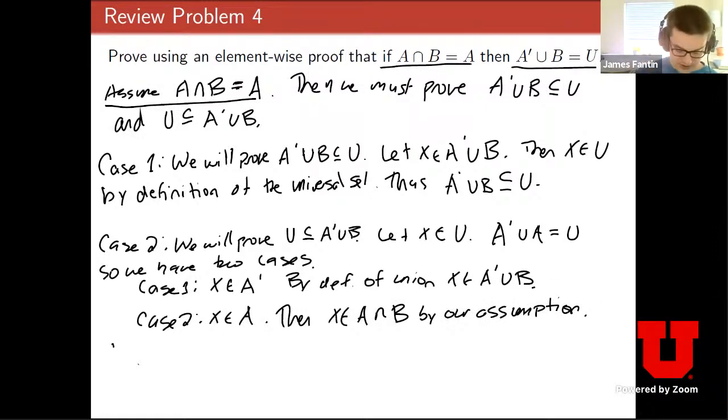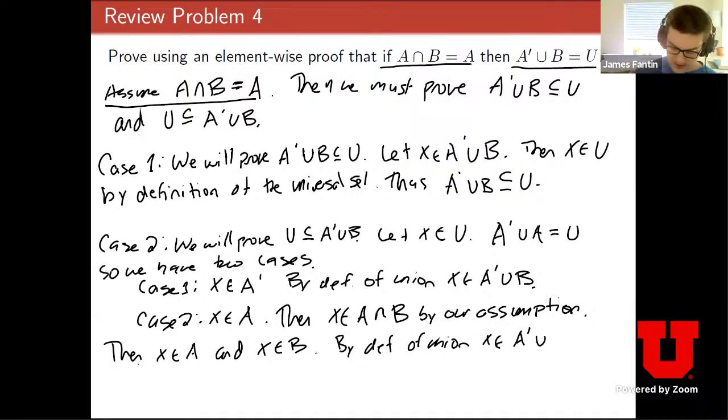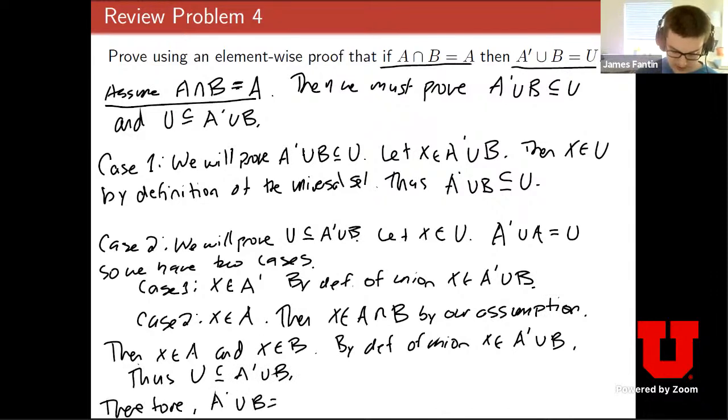And then by the definition of intersection, X is an element of A and X is an element of B, which we already knew that X is an element of A. So X is an element of B. By definition of union, since X is an element of B, then X is an element of A complement union B. Now we've covered both cases. Thus, U, the universal set, is a subset of A complement union B. Therefore, since we've shown both directions, A complement union B is equal to the universal set.